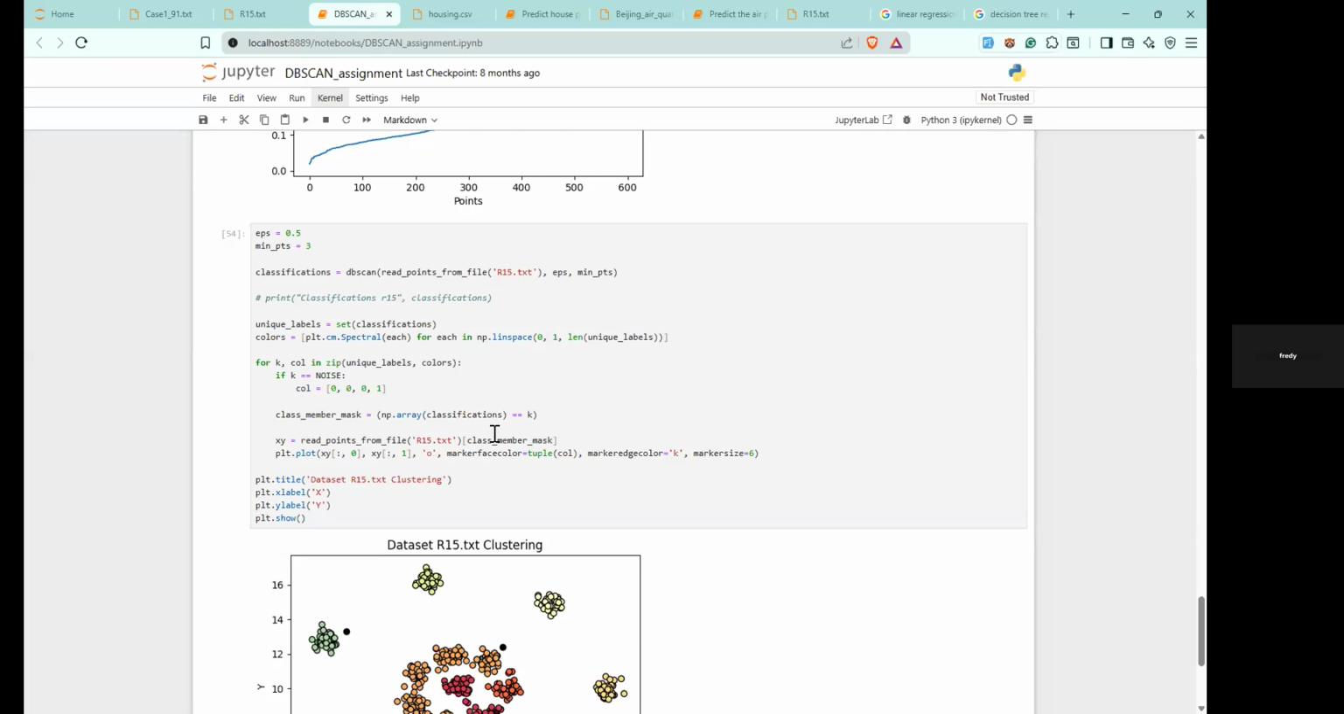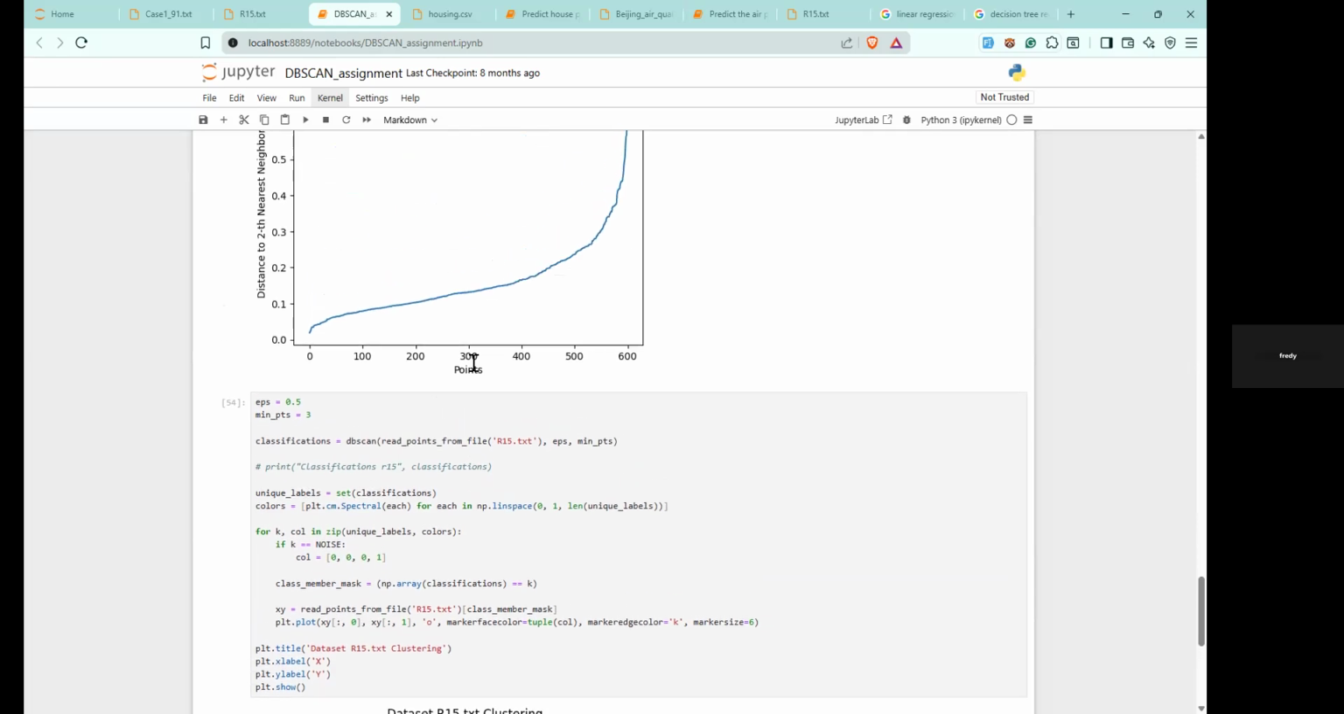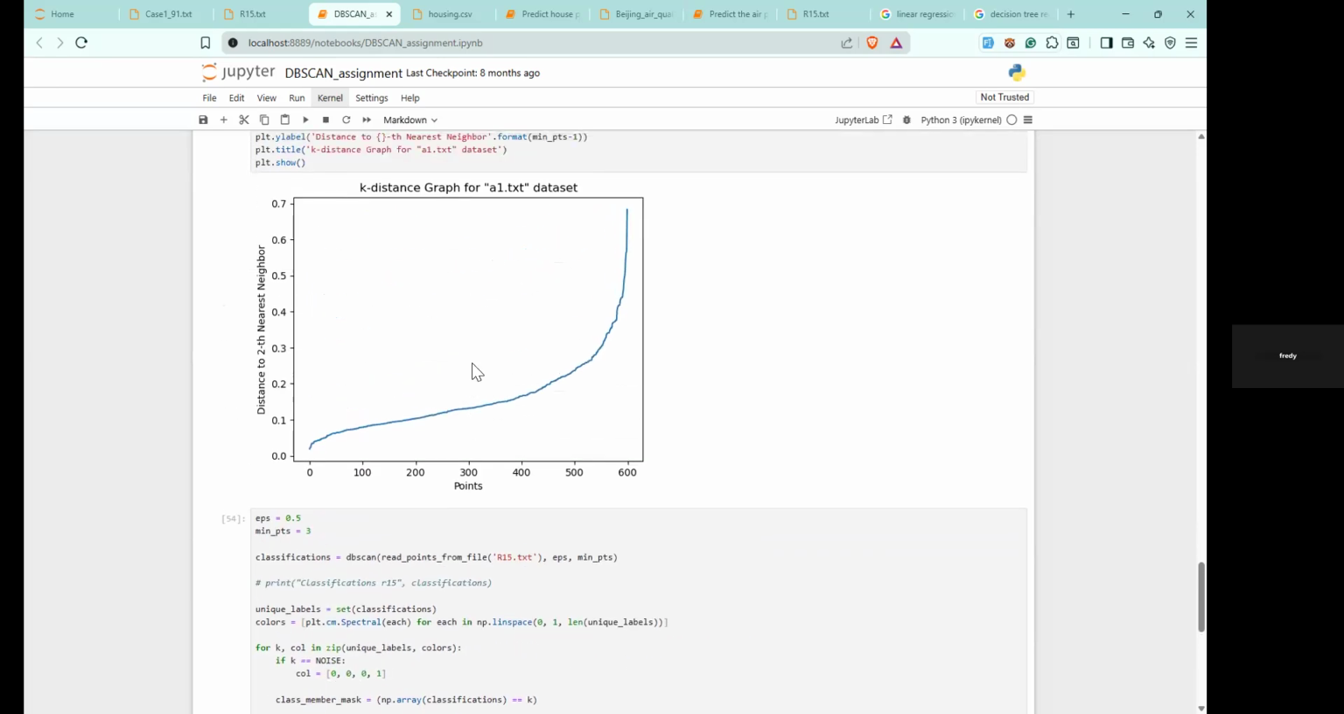So basically you need to try which one works best with your data set. You shouldn't rely on a fixed minimum point or fixed epsilon. You need to understand how we get minimum points and how we get epsilon, and then from there you can start trying on your data set.